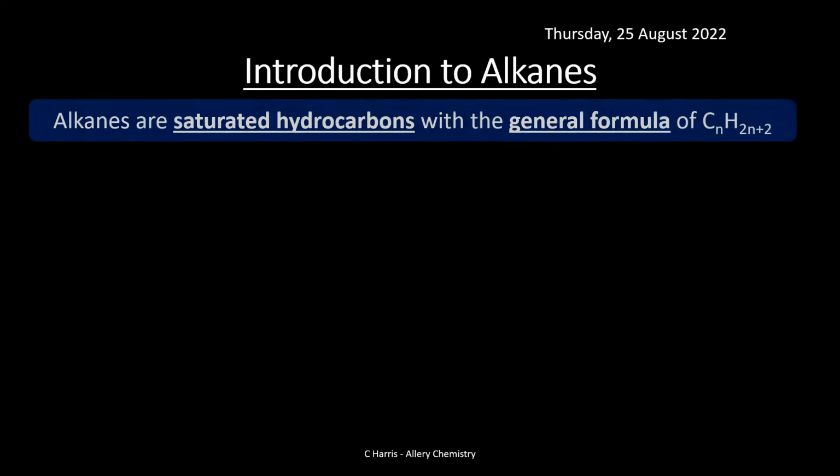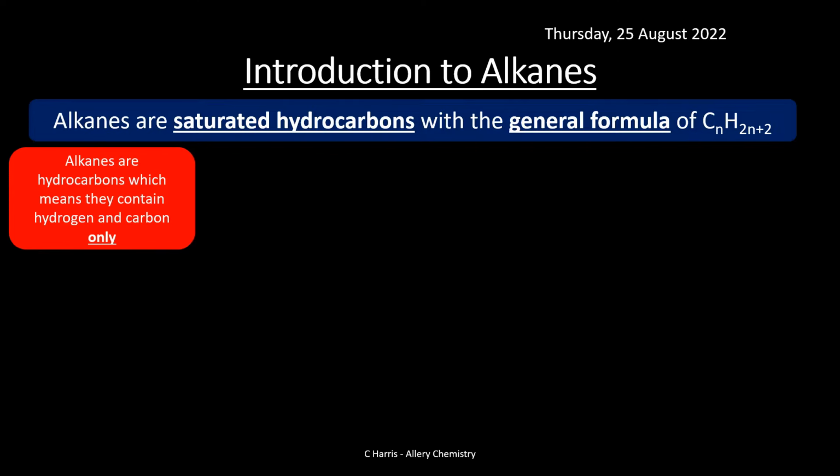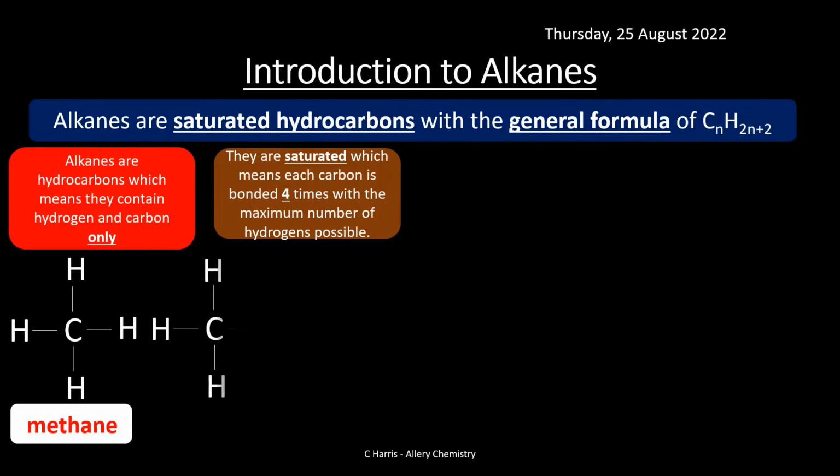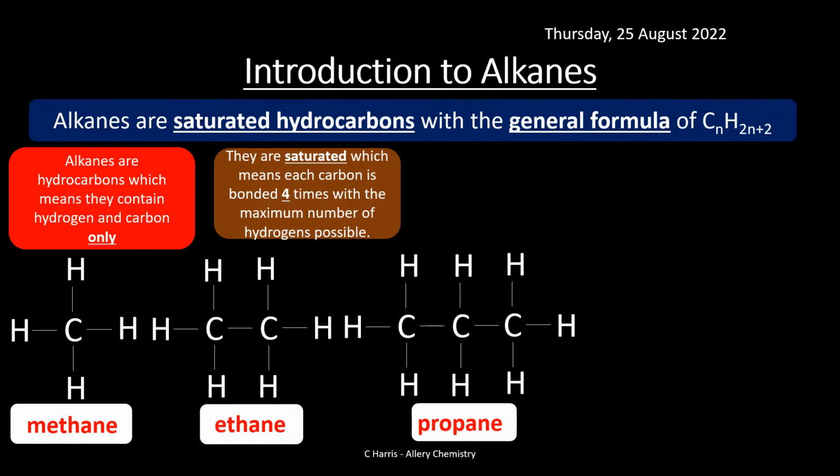So let's start with this first. This is an introduction to alkanes. Alkanes are classed as saturated hydrocarbons. What that means is they have no double bonds at all. They have the general formula CnH2n+2. Alkanes are hydrocarbons, so they contain carbon and hydrogen only. They're saturated, so there are no double bonds, and each carbon is bonded 4 times. And that produces your alkanes, as you can see there.